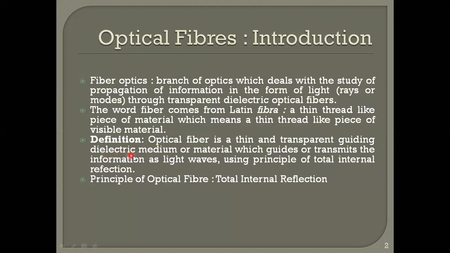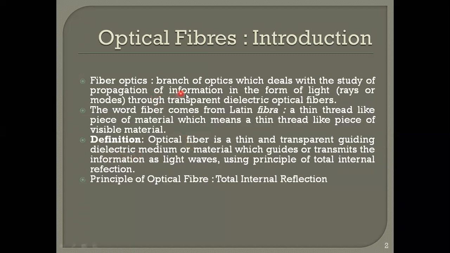Here we are calling it a dielectric medium. Why we call it a dielectric medium is that the material we use for transmission of the information should not be conducting, because if it is a conducting material, the information may get distracted or there will be distortion of the signal. Hence we choose a material which is non-conducting, and so we call it a dielectric medium.